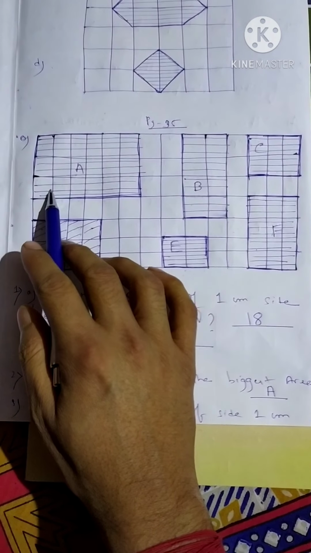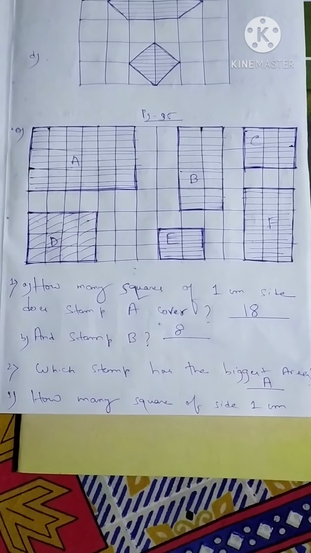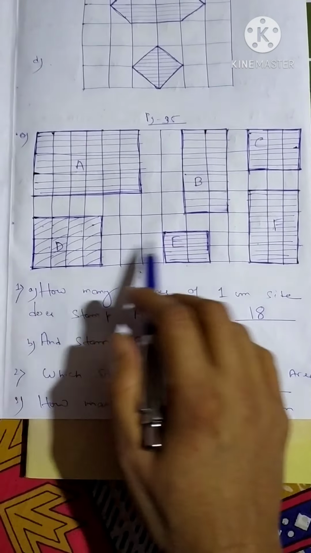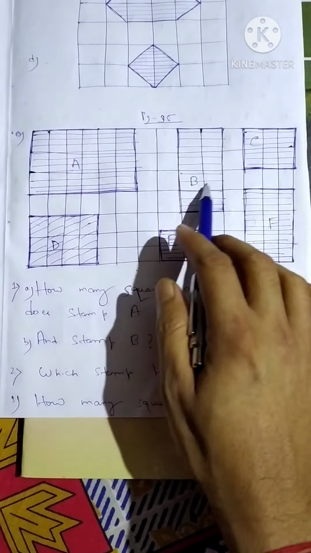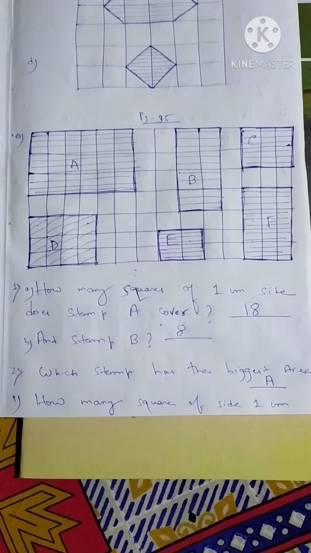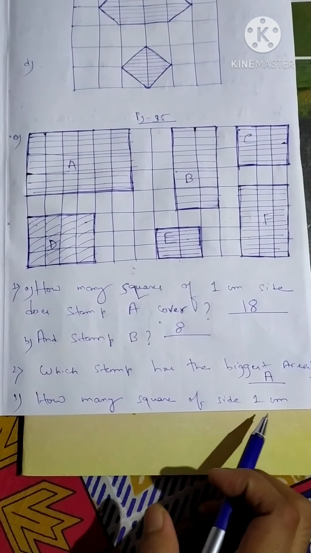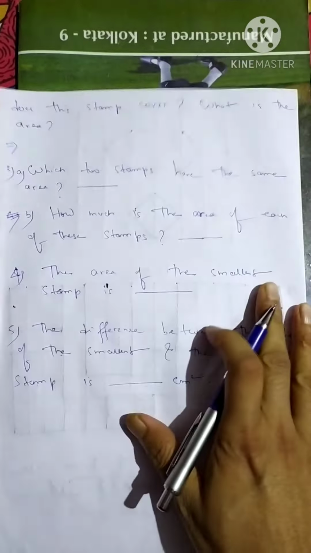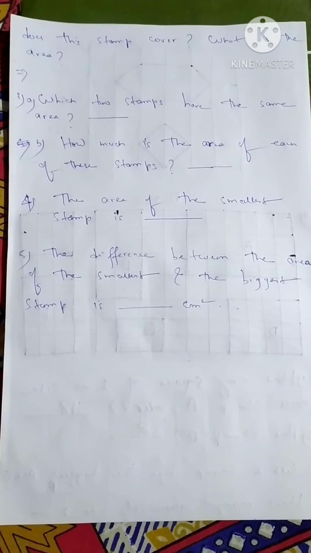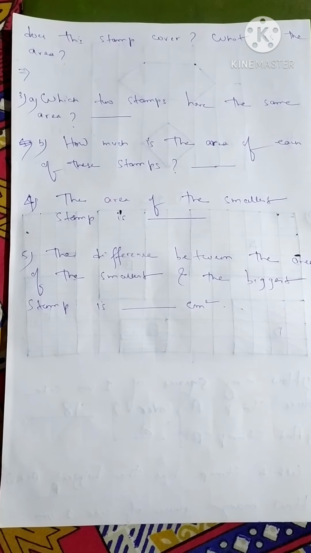Because here it's 1, 2, 3, 4, 5, 6, and here 1, 2, 3. 6 threes are 18 centimeters square. And if you count the others, D, E, B, C, F, it is less than 18. So the highest area is of stamp A. Now the next question is, how many squares of side 1 centimeter does this stamp cover? What is the area? Now what is the meaning of this?